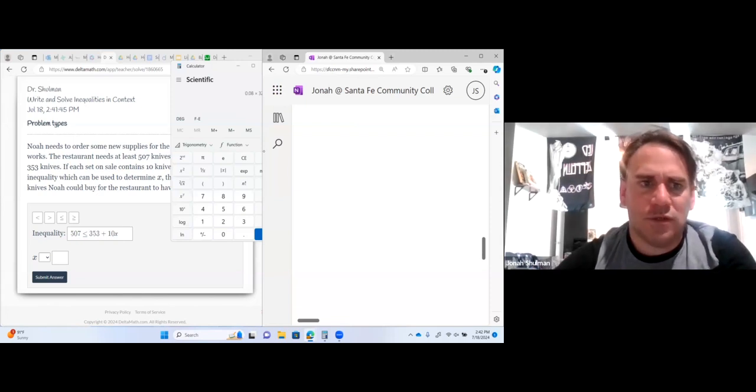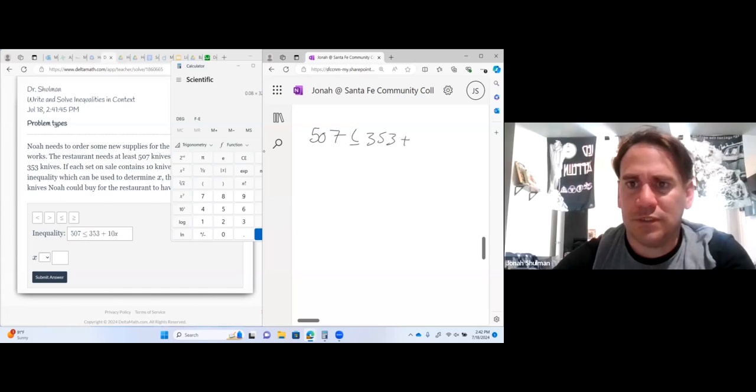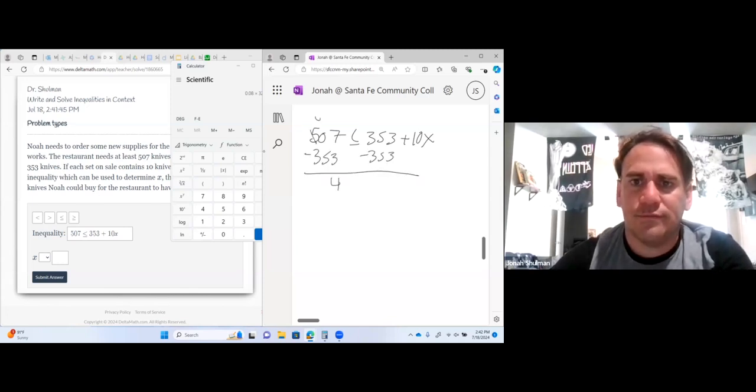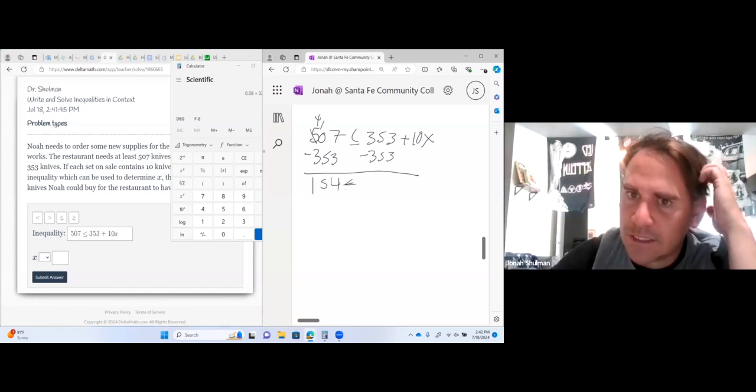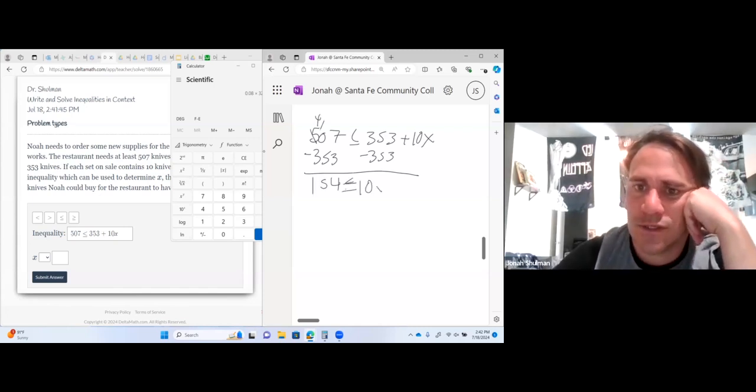So to solve this, 507 is less than or equal to 353 plus 10x. We're going to minus 353 on both sides. That's 4, that's 5, so 154 is less than or equal to 10x. We divide by 10. Our answer is going to be 15.4.